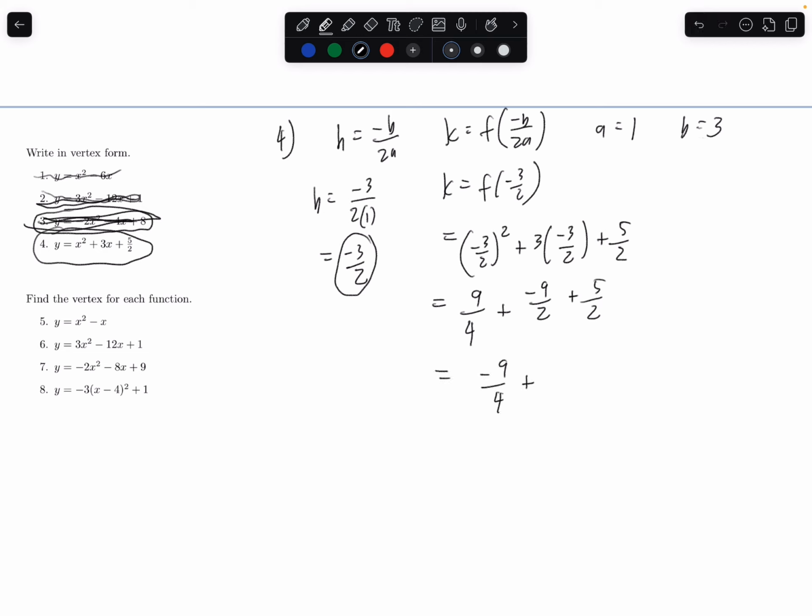And I'm gonna rewrite 5 halves in terms of the fourths so I can add them easily. So that's gonna be plus 10/4. The negative 9/4 plus 10/4 is just 1/4. So there's your k. That means I've got y is equal to, a was 1, right? X minus negative 3 halves is x plus 3 halves squared plus 1/4. There it is. There's your vertex form. Okay, easy peasy.